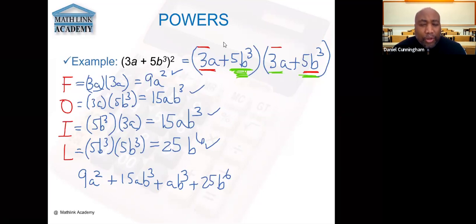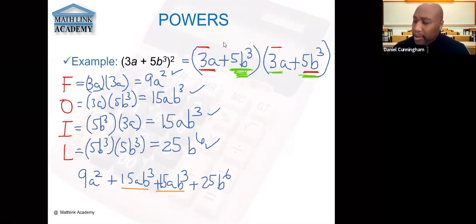Now, before you circle it, you have to see if there are any like terms. We've got an a squared for the first one, an ab cubed for the second, ab cubed, and that should be 15, so let's not make that mistake. It should be 15 in front of that one. And then a b to the 6. So we do have like terms: the middle terms. So we need to add those two, combine them, to get our final answer.